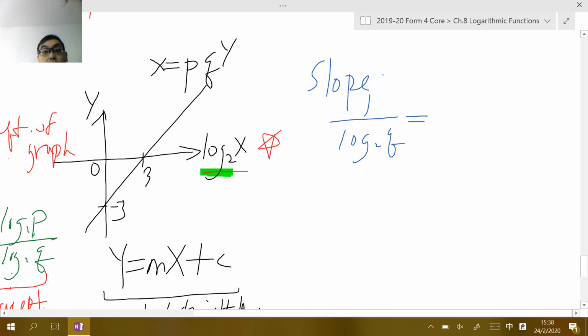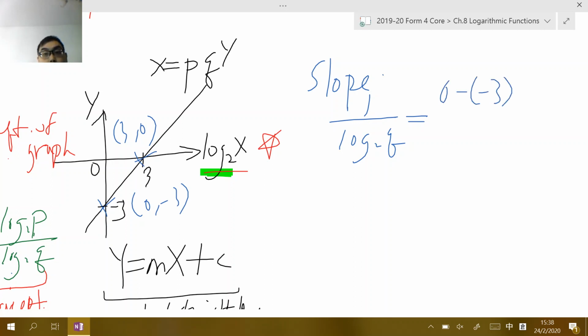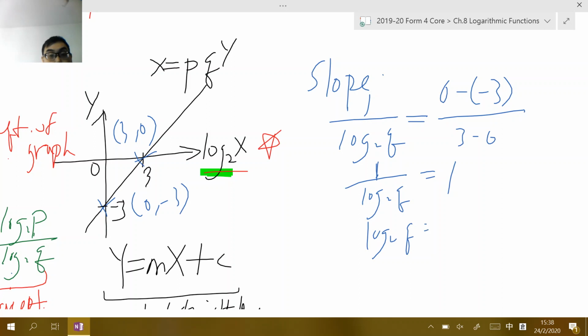And also in the given picture, you will see that two points are given, which are (3, 0) and also this one, (0, negative 3). So we can apply these two points to find the slope by simply using y2 minus y1 over x2 minus x1. So you can see at this time, you will have 1 over log 2q is equal to 1 because the slope is 1. So you will also have log 2q is 1, so you have q should be 2.